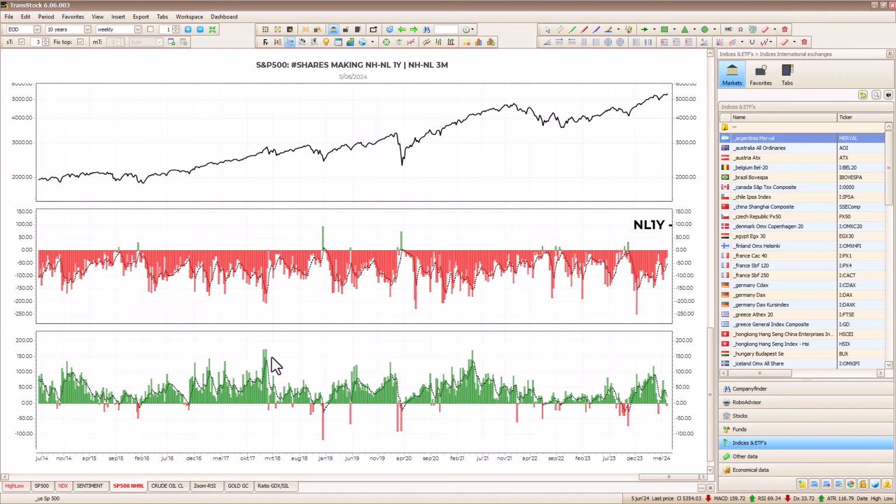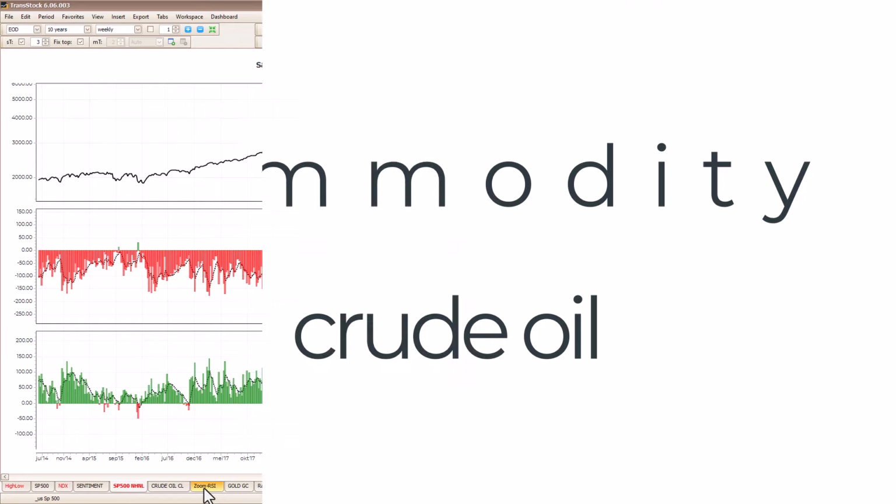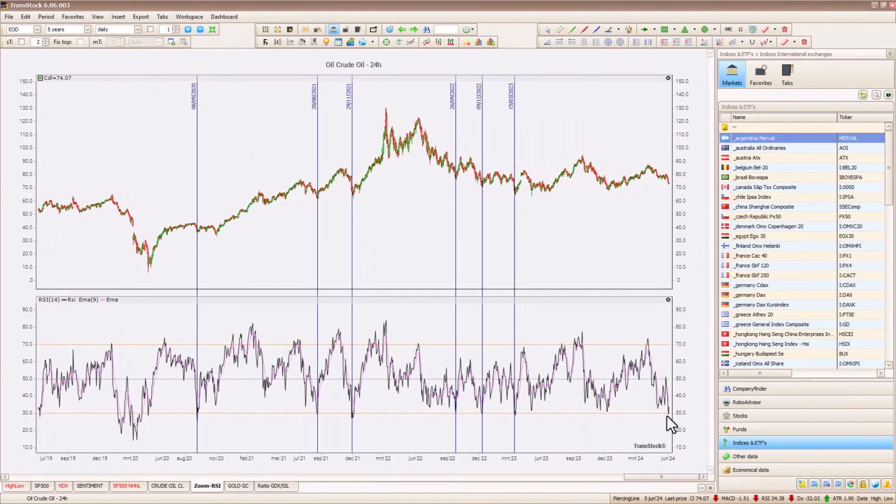Finally, let's look at the action in oil and gold. For oil, we see a very low RSI, which in the past has been an opportunity to buy. The easiest way is to buy oil companies or an ETF in the commodity or stocks. So, very important, set your alarms in the energy sector.